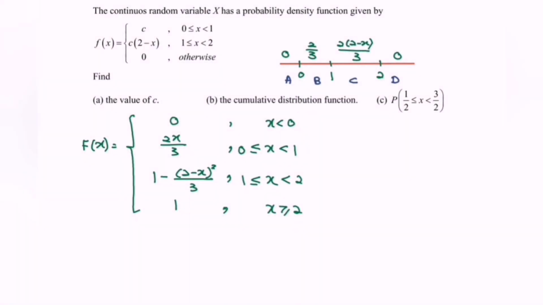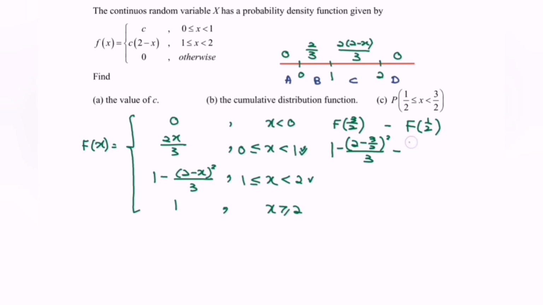So kindly refer to part C, where we have the probability that x is greater than or equal to 1 over 2 and less than 3 over 2. My suggestion is to make use of the cumulative distribution function, where we have F(3 over 2) minus F(1 over 2). So kindly refer to the function where we have 3 over 2: 1 minus (2 minus 3 over 2) squared over 3, minus the function for 1 over 2.